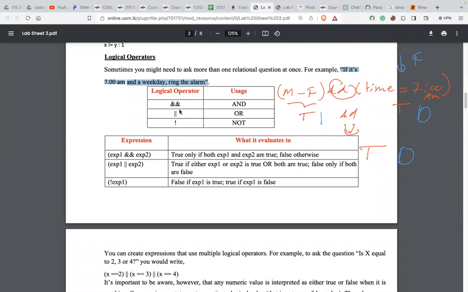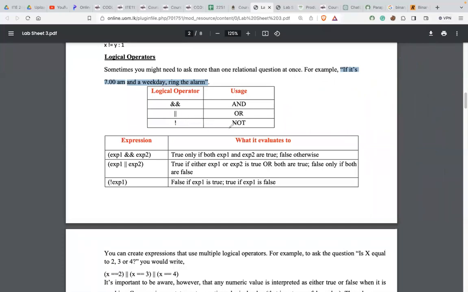Likewise, here you can see the OR operator. If you use the OR operator instead of this one, if either side is true, then the output is true. Here, the left side is true, then the output is true. If the right side is also true, then also true. Both sides are true. If both sides are false, then the output is false.